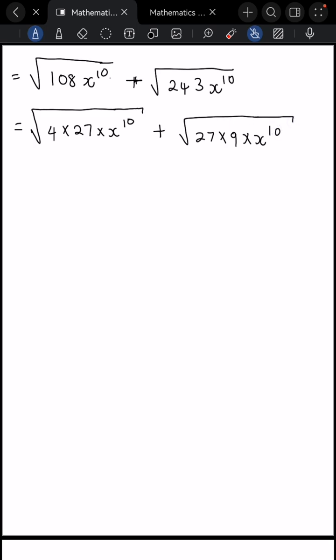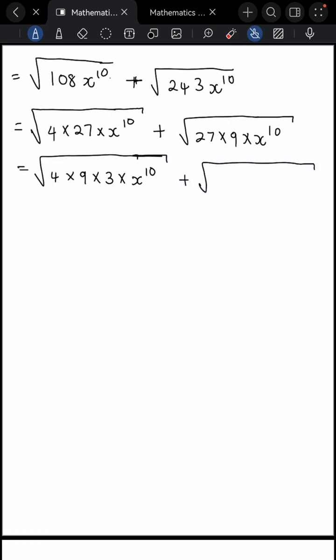And furthermore, we see that it can be 4 times 9 times 3 times x to the power 10. Maybe I overcomplicated it, but it still gives you the answer that you need. And then 27 is also going to come down to 9 times 3, times 9 times x to the power of 10.